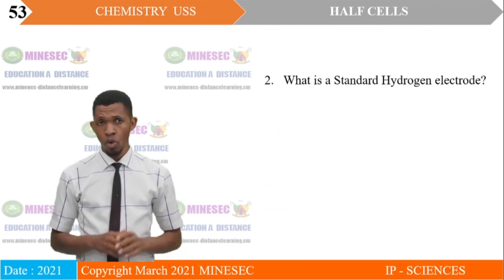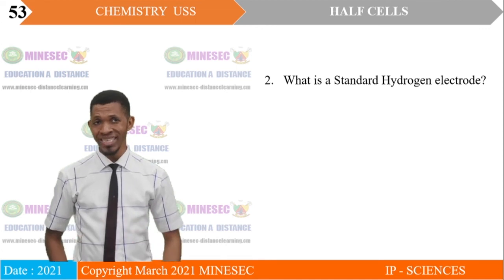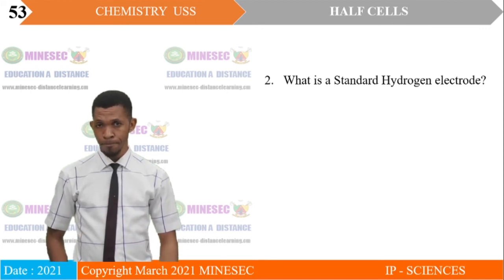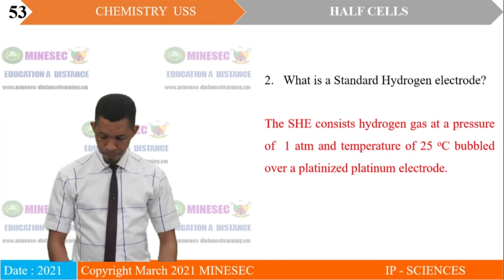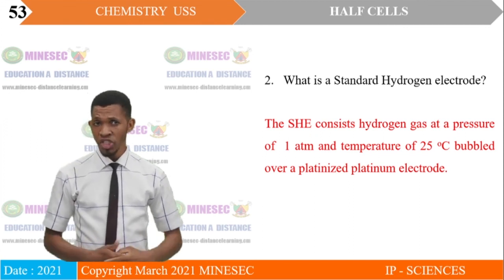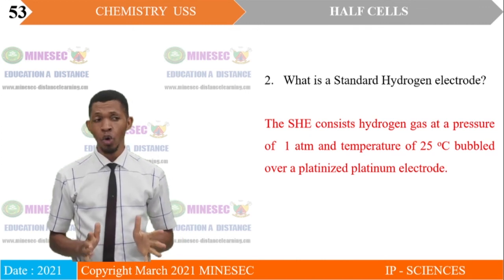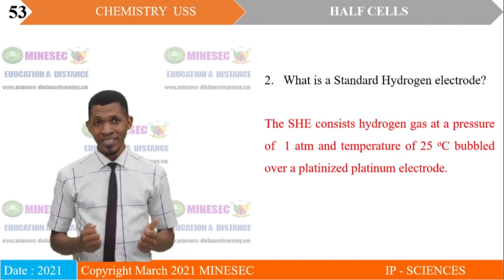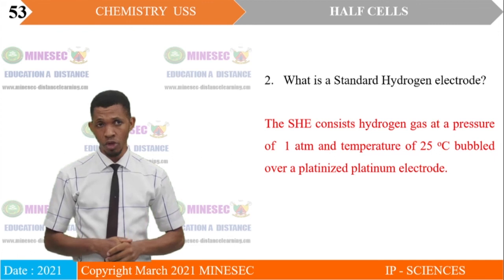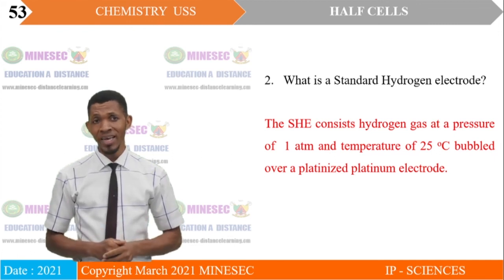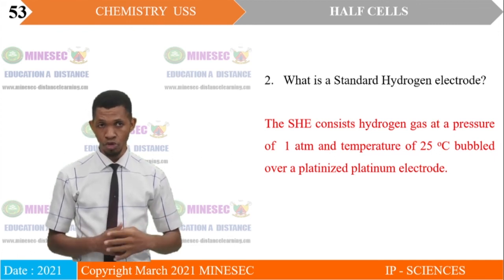Question 2. What is a standard hydrogen electrode? A standard hydrogen electrode consists of hydrogen gas at a pressure of 1 atmosphere and a temperature of 25 degrees Celsius bubbled over a platinized platinum electrode.